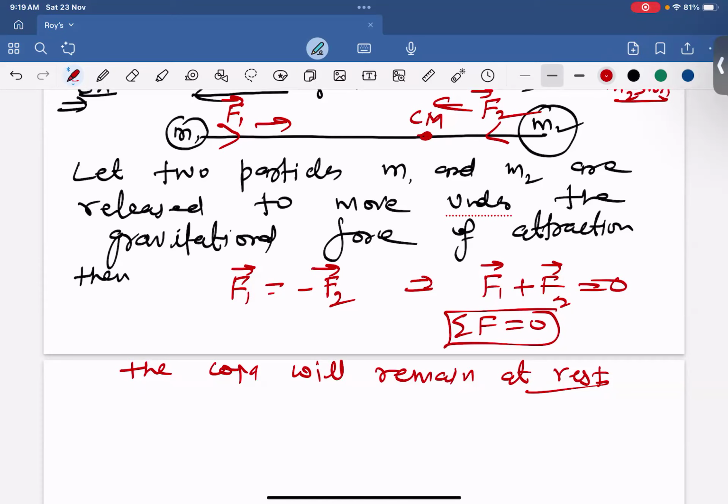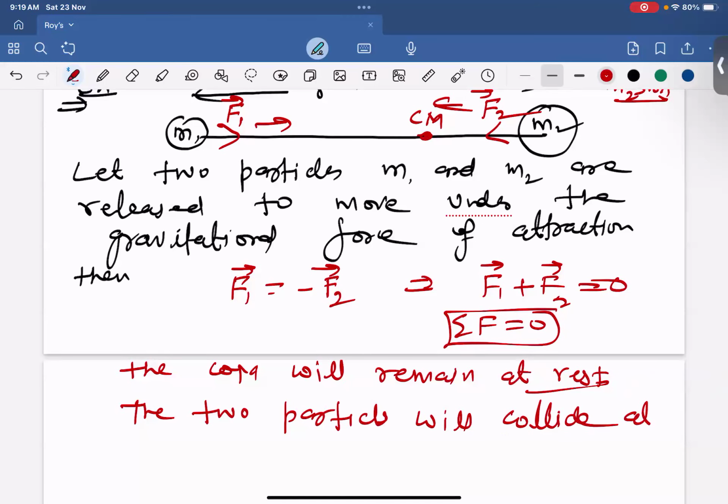Do you understand, Neil? Yes, sir. So can you tell me where the particles will collide? The two particles will collide at the center of mass only, because the center of mass is here only. So both will come to the center of mass. So both particles will collide at the center of mass, right? Yes. Okay, please note down this example.